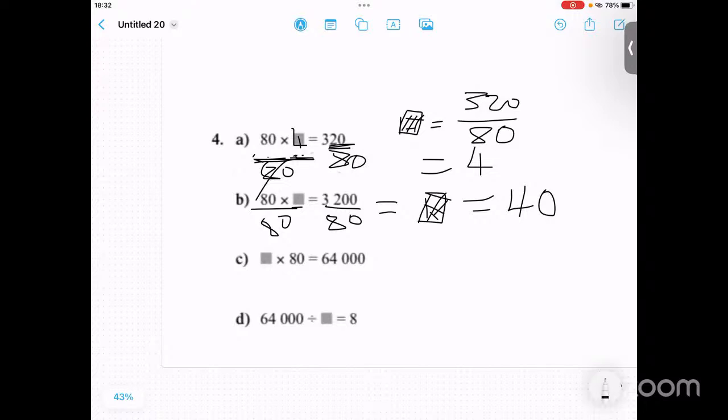Perfect. Now let's move to C. Our C says a box multiplied by 80 is equal to 64,000. And let's see who's in here. We have Tracy. What are we going to do? What's going to be the procedure, Tracy? Okay, let's move to Lemuel. What's going to be the answer? What's going to be the procedure? Okay. Kwanda.